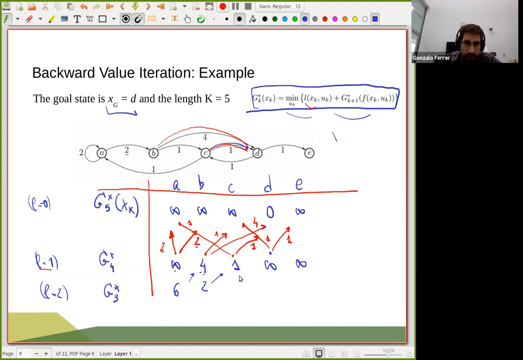So from C, we are looking for length 2 trajectories, right? And unfortunately, this is going to look bad because there are 2 possible actions. One of them is taking us to node A, and the other is taking us to node C. And the cost to go from the previous iteration for these 2 nodes is infinite and infinite. So that means that here we'll have infinite. There's no possible trajectory of length 2 that starts at C and ends at the desired node.